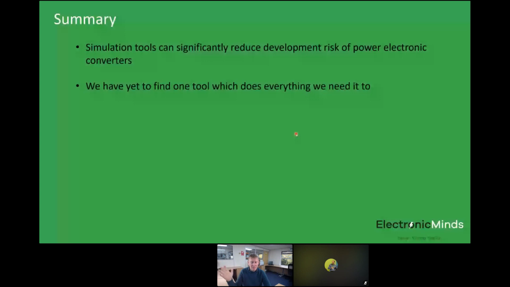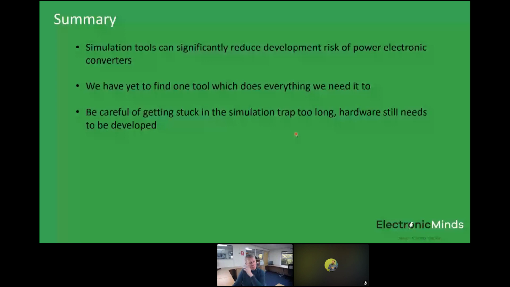This is something to be very careful of, especially if you're perhaps a more junior engineer. If you spend too much time simulating, you can get stuck in that simulation trap and actually delay developing hardware, and ultimately, most companies that are using simulation need to deliver hardware and products. So just be careful of over simulating, because it's an easy trap to fall into.